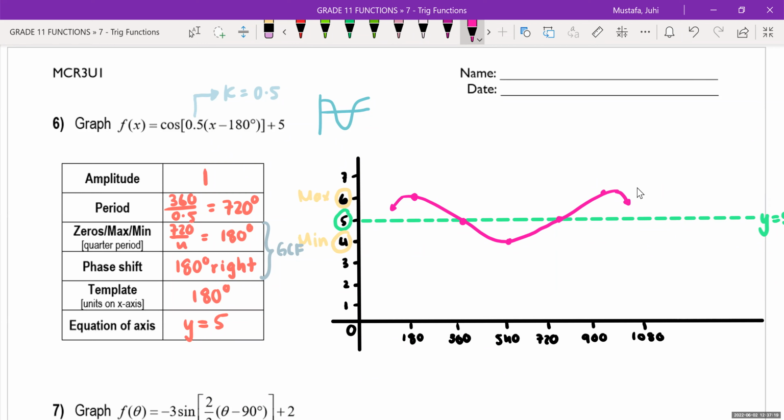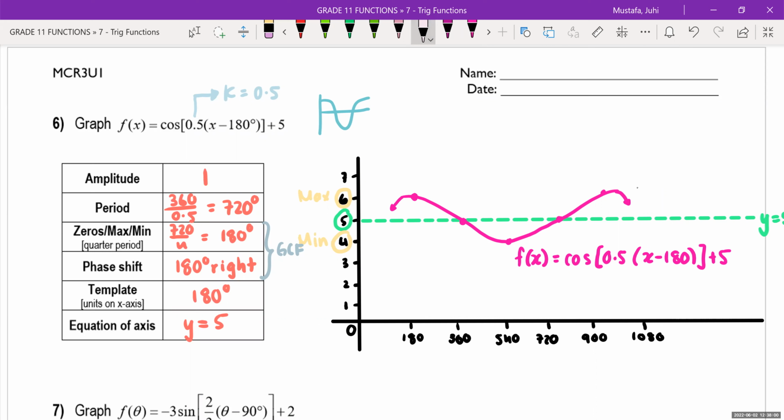In this case, they're not using theta, they're just using x. So we're going to go f of x is equal to cos square bracket 0.5 rounded bracket x minus 180 plus 5. Let's see if this actually makes sense. So our equation of axis is that y is equal to 5. Yes, that means there's a vertical translation up 5 units. The entire graph has been shifted up 5 units. Is the amplitude 1? Yeah, that's why it's really squished, because you're only going up 1 and down 1. There isn't a lot of vertical stretch going on.